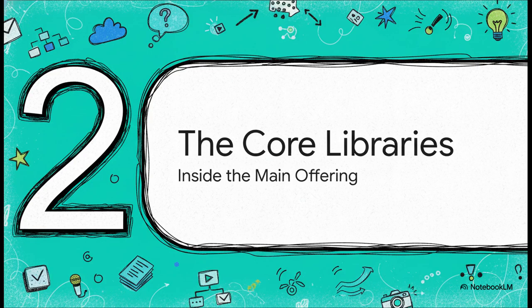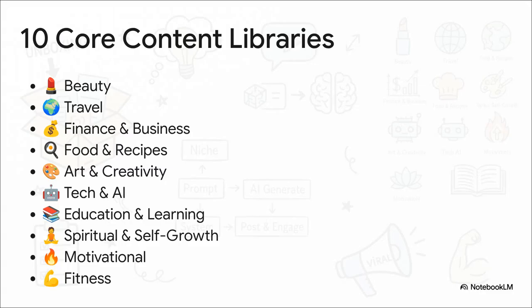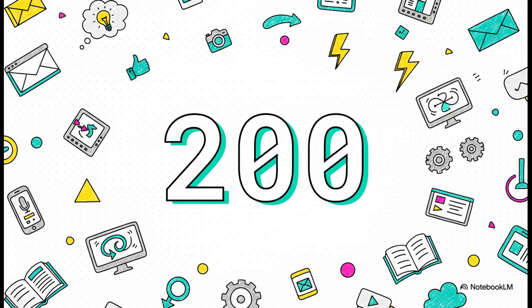All right, now for the main event. Let's really open up this digital box and see what the core product actually is. The whole thing is built around 10 big, separate content libraries. So the first thing that jumps out at me is just how many different niches they're trying to cover. I mean, from beauty gurus and travel bloggers to finance experts and fitness coaches. Wow. The goal here is clearly to have a starting point for pretty much any kind of content creator out there. And for each one of those 10 categories, we're not just talking about a few dozen ideas. No. Each library comes packed with a whopping 200 individual prompts.